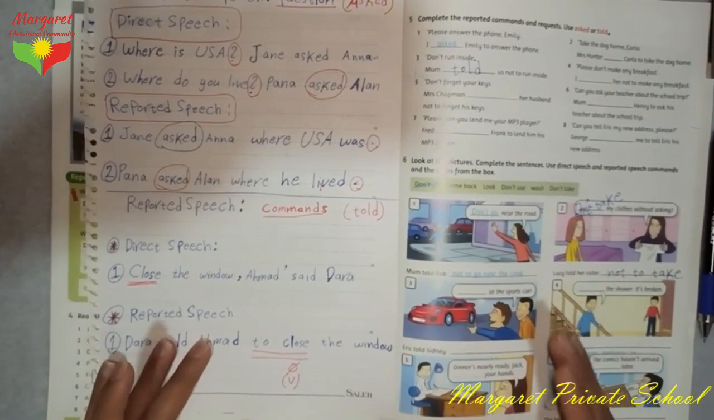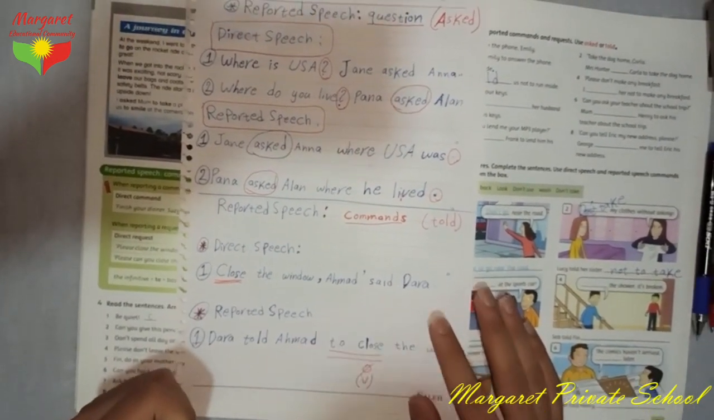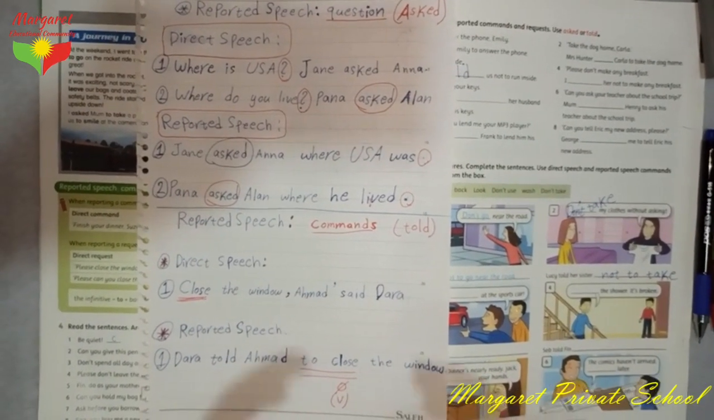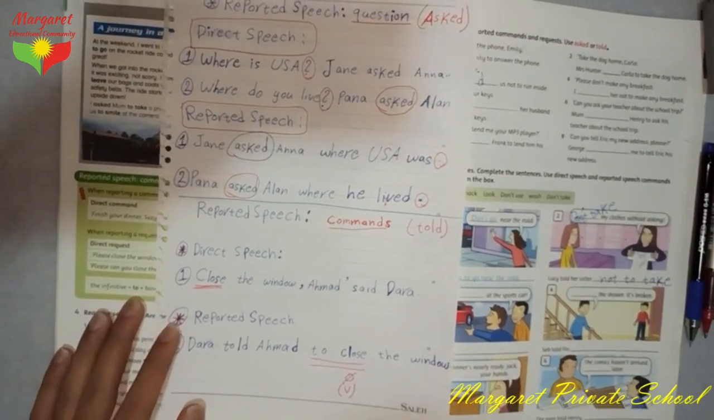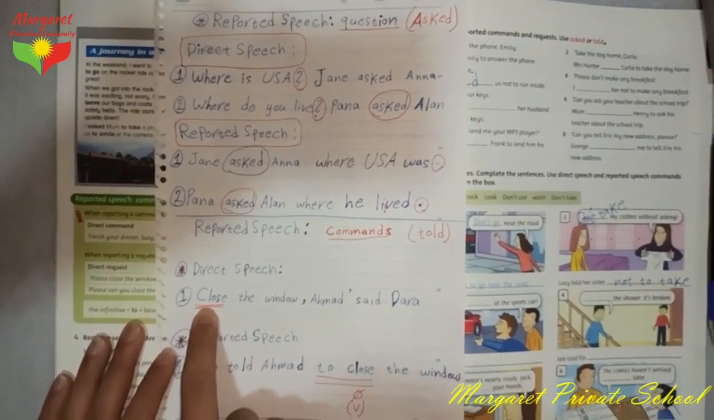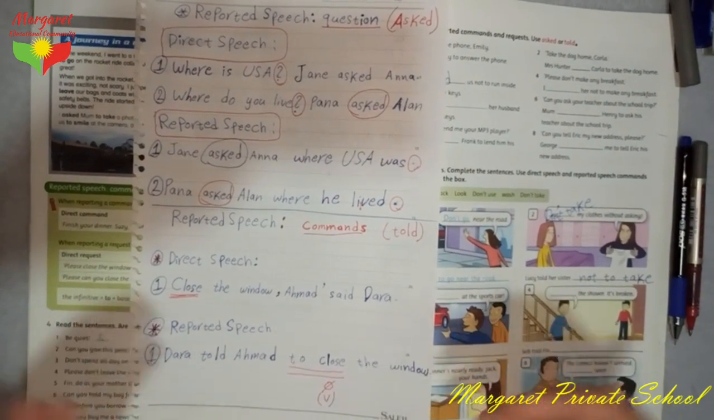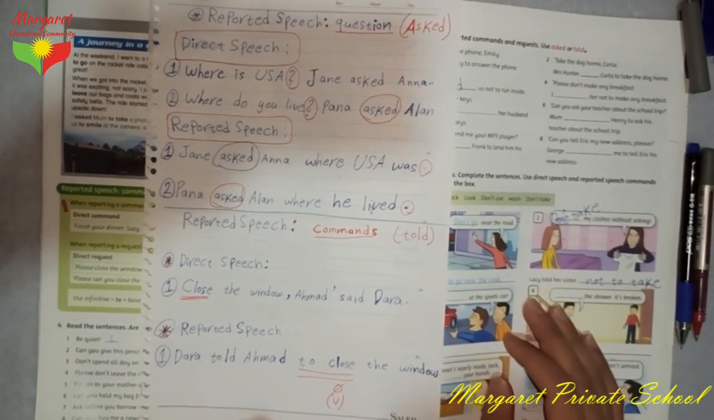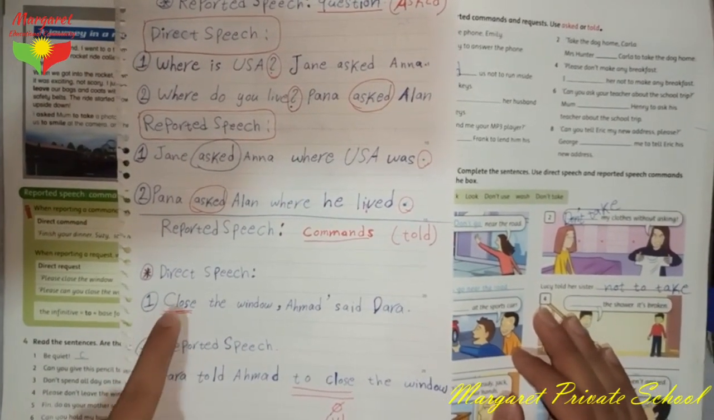Let me show you how to understand reported speech commands, guys. As usual, we have two people here, but it is important for you to understand that in reported speech commands, the sentence, I mean the direct speech, starts with the command. How do you recognize a command sentence in the English language? It always starts with a verb.